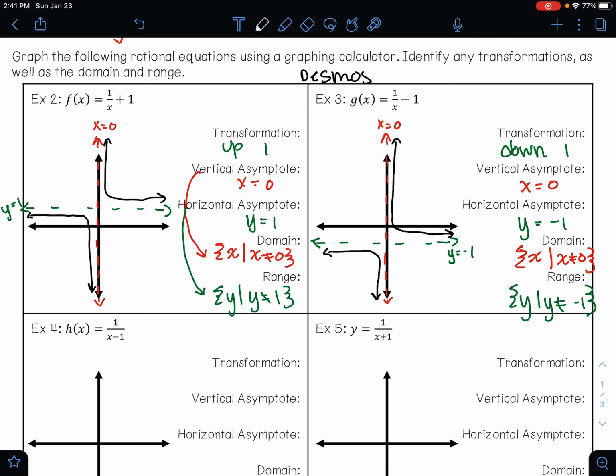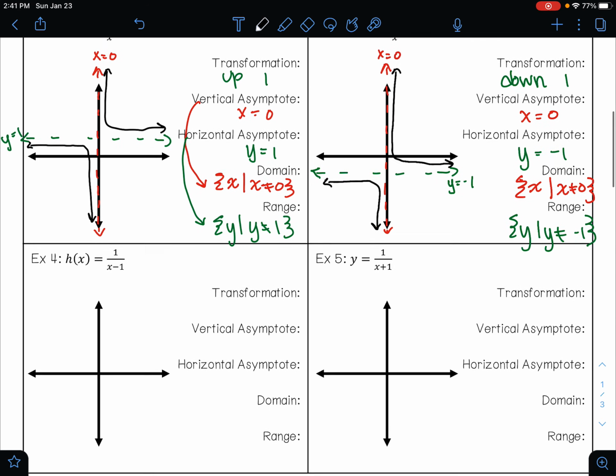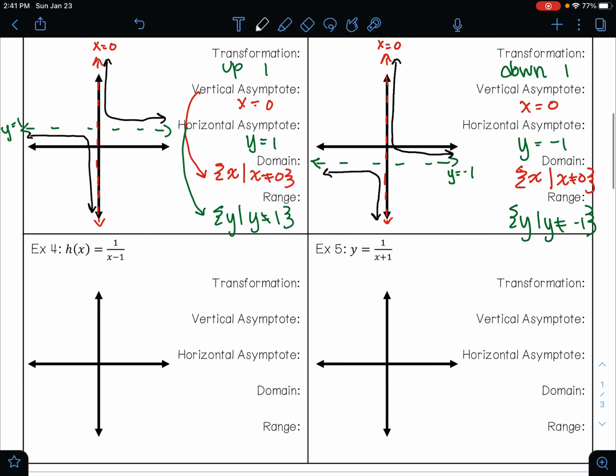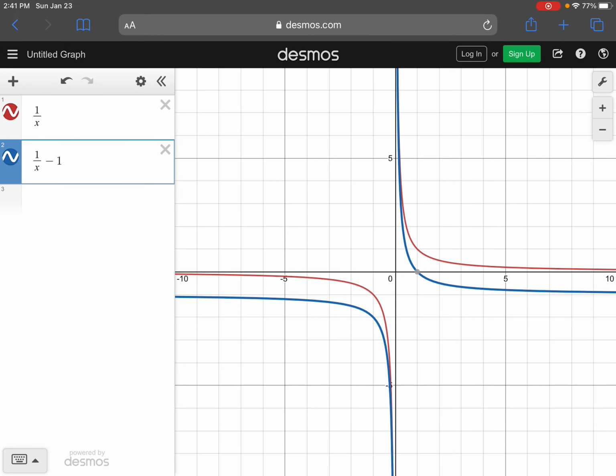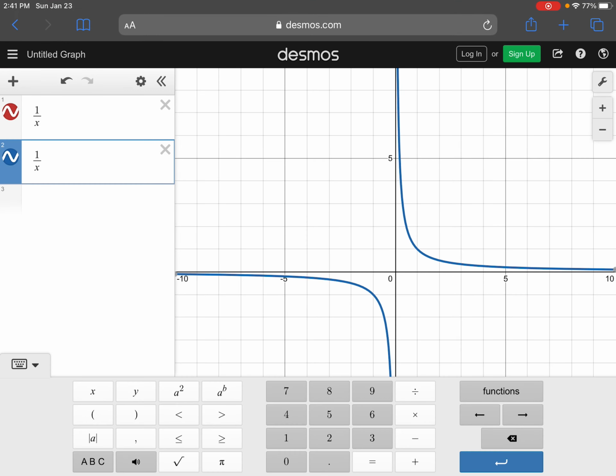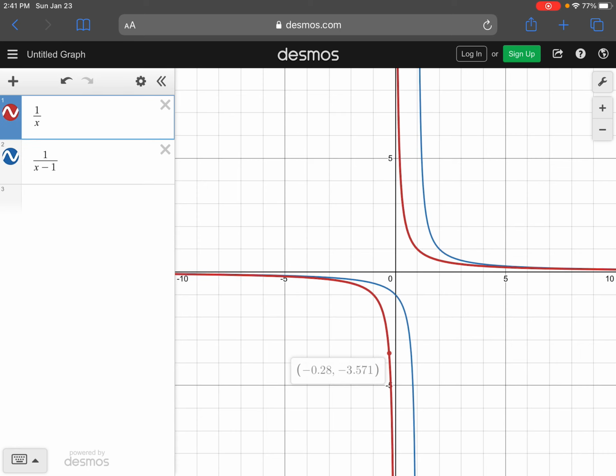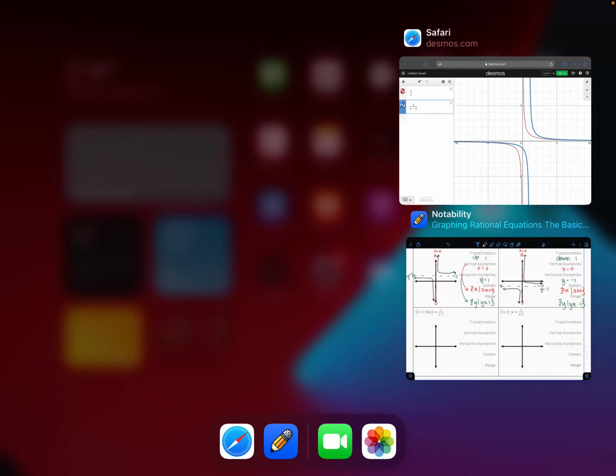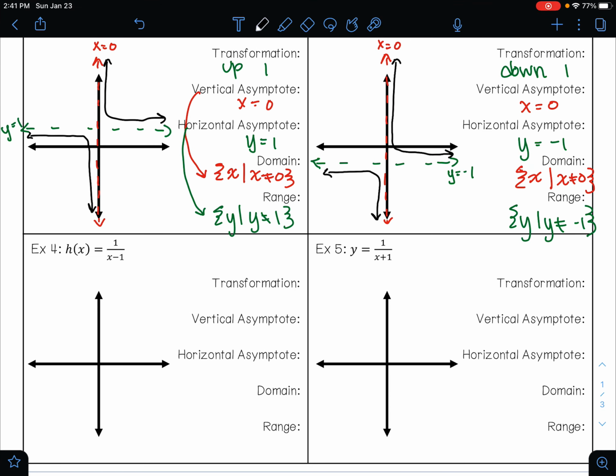Let's go ahead and check out example 4. Here we have h of x equals 1 over x minus 1. Now that minus 1 is inside of my denominator, so I'll have x minus 1. If you look, it looks like everything has been shifted right 1 unit from our red graph of the parent function to our blue graph. So now we have gone right 1 unit.